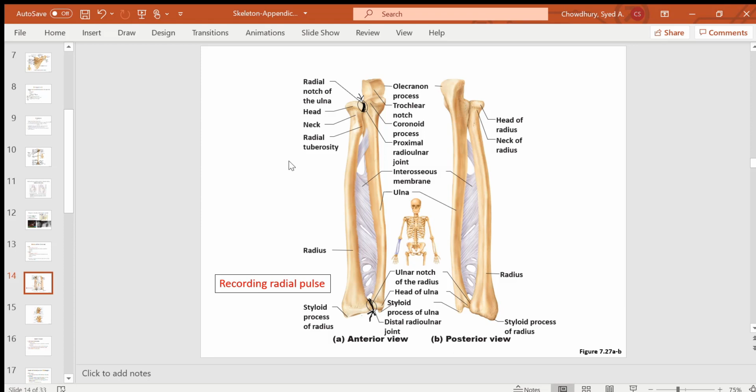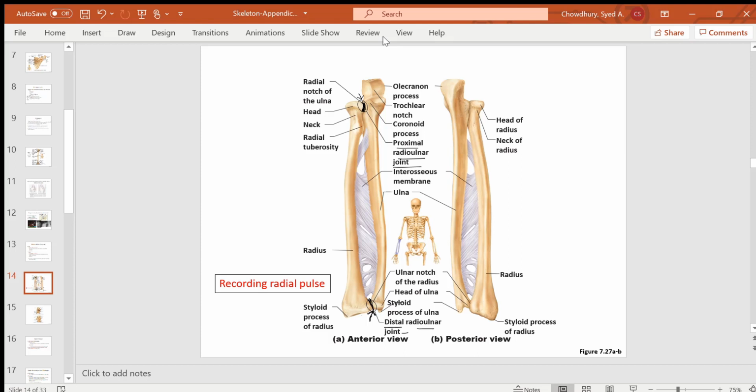So this is called the proximal radioulnar joint, the upper joint, and lower joint is called the distal radioulnar joint, okay. Proximal means towards the body and distal is away.